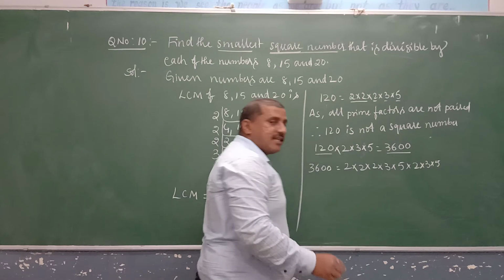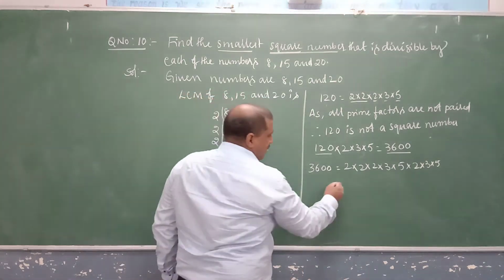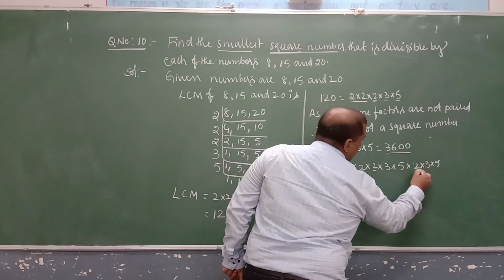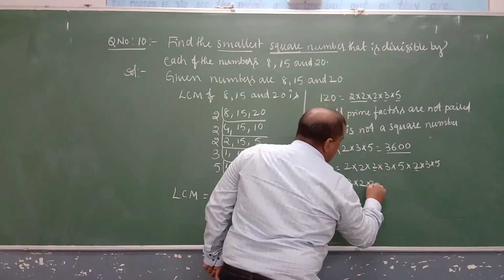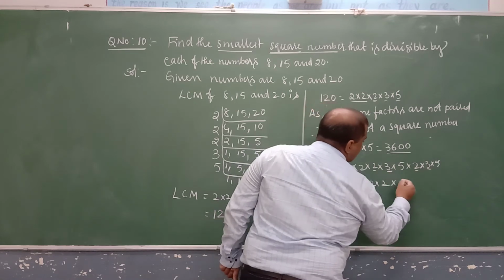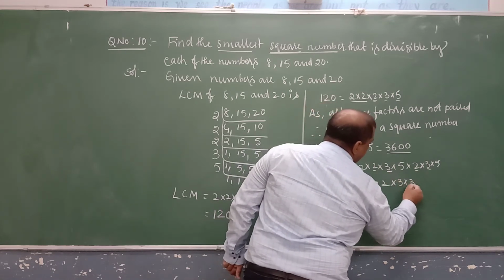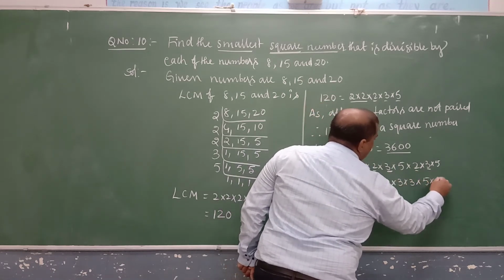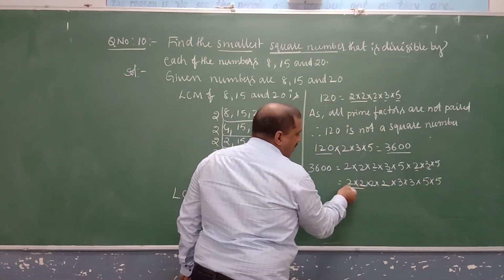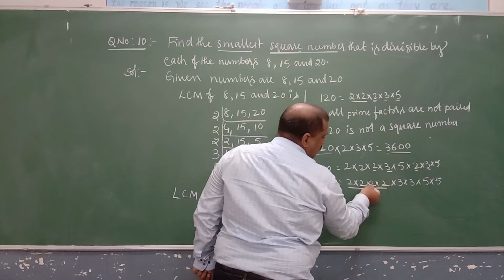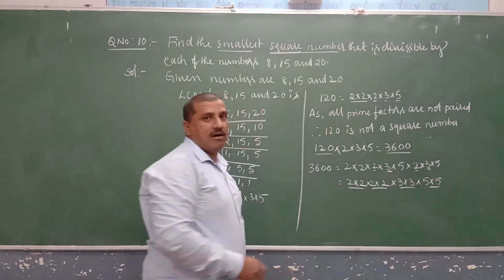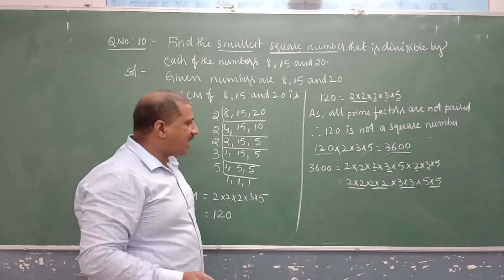Now pair the prime factors. That is 2 into 2. Here we have one 2, and here we have one 2. Write together, we get 2 into 2. Then here 3, and here we have one 3. 3 into 3. Then 5 into 5. So now if you observe the prime factors, they are paired or not. 2 into 2 one pair, 2 into 2 other pair, 3 into 3 other pair, and 5 into 5 other pair. All the prime factors are paired here.